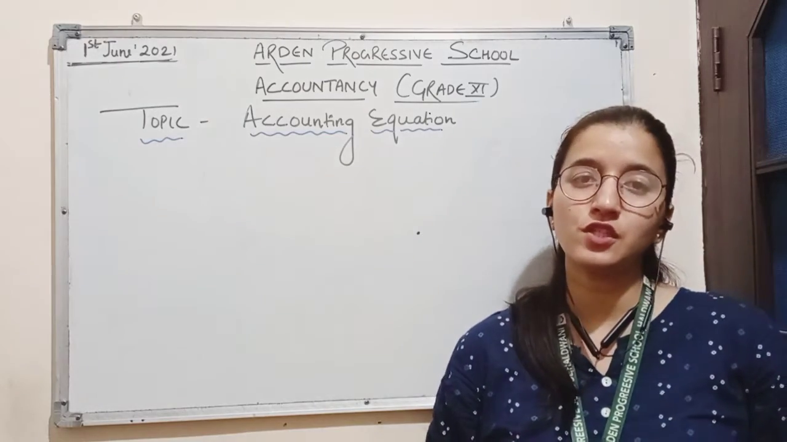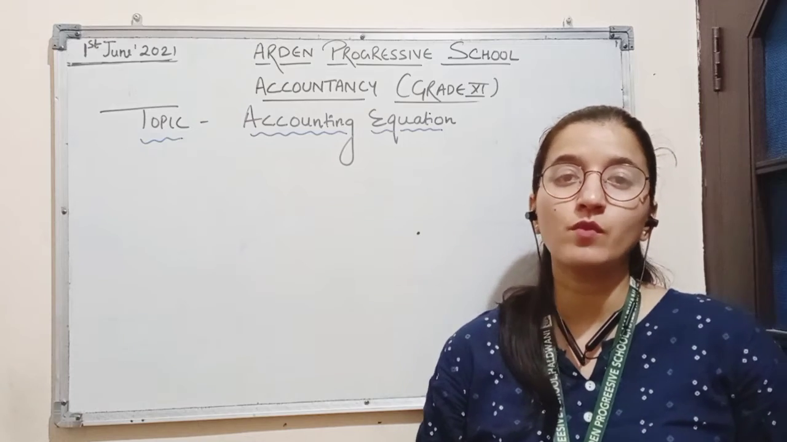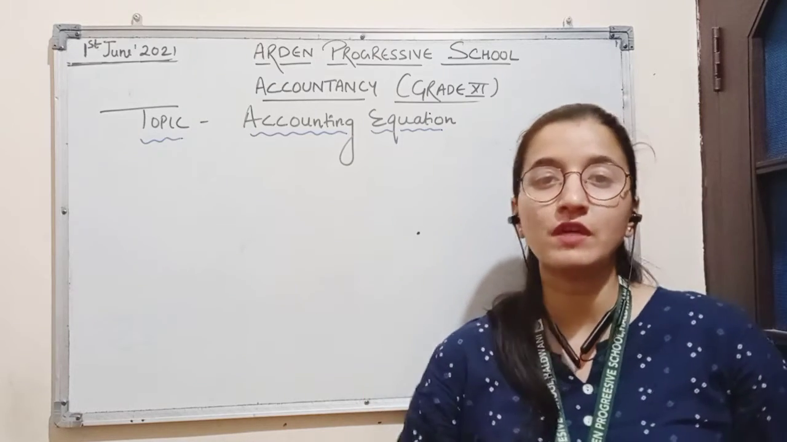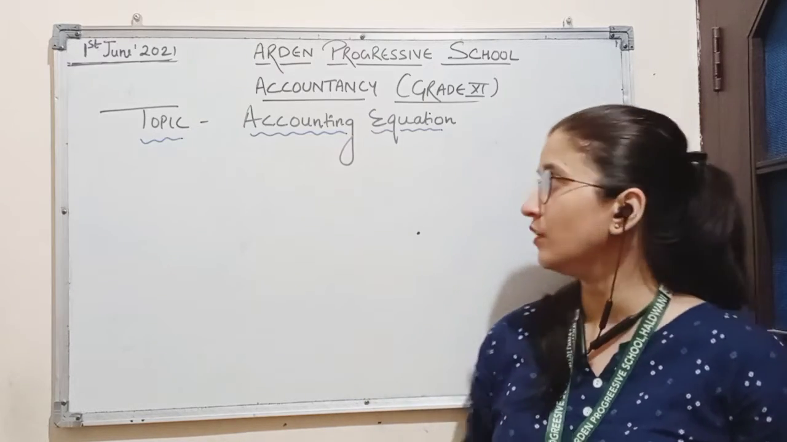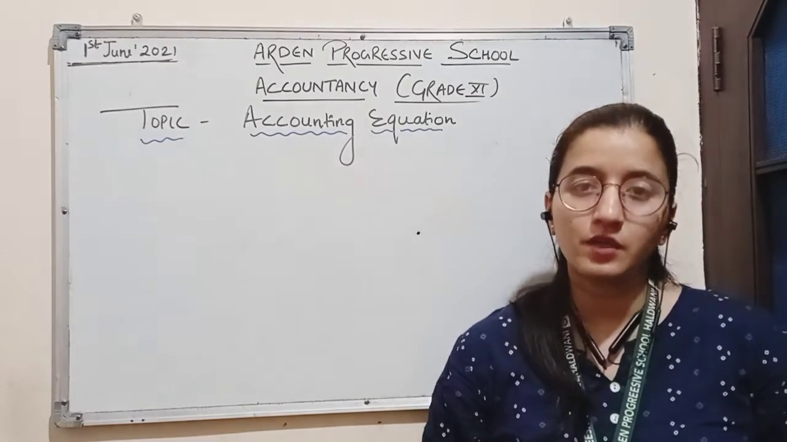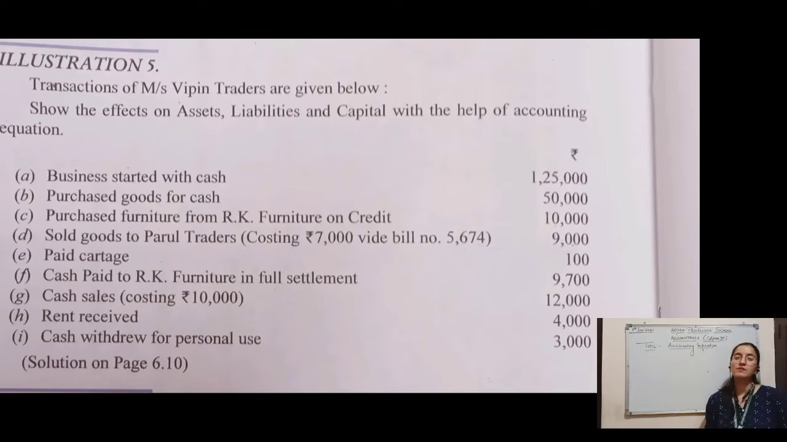Today in this session, we'll be solving the numerical question based on the same topic which we have discussed in the previous class also, that is accounting equation. So here, we will be solving one numerical question based on the topic accounting equation. Question is, transactions of Miss Vipin Traders are given below. Show the effects of asset, liabilities and capital with the help of accounting equation.